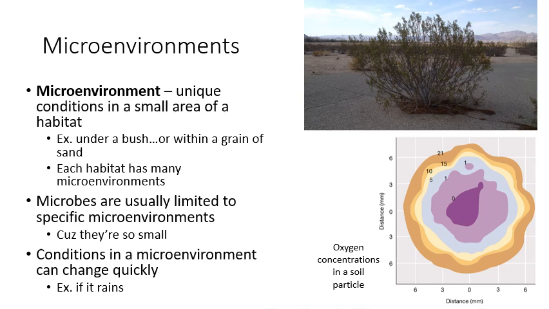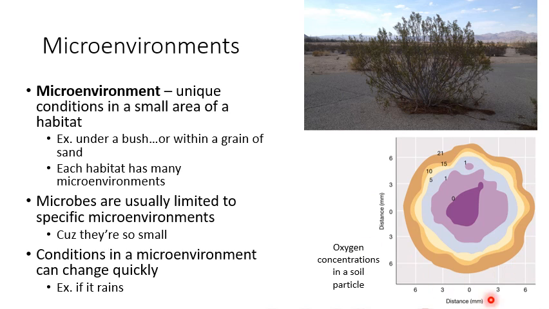For every habitat, you're going to have a lot of different microenvironments. Any time the conditions change as you move from one part of the habitat to another, you're looking at two different microenvironments, including over an extremely small area. Actually, if you're looking at a single grain of sand, you can find different microenvironments even there, which is what this graph is showing.